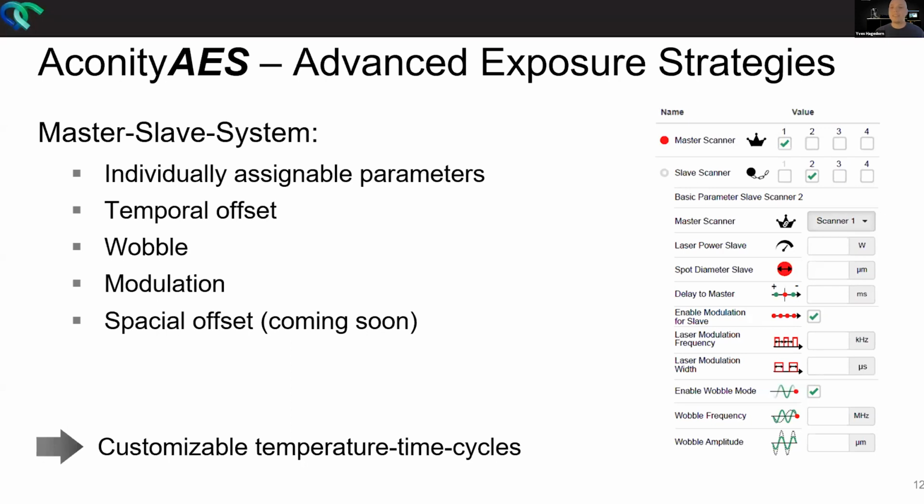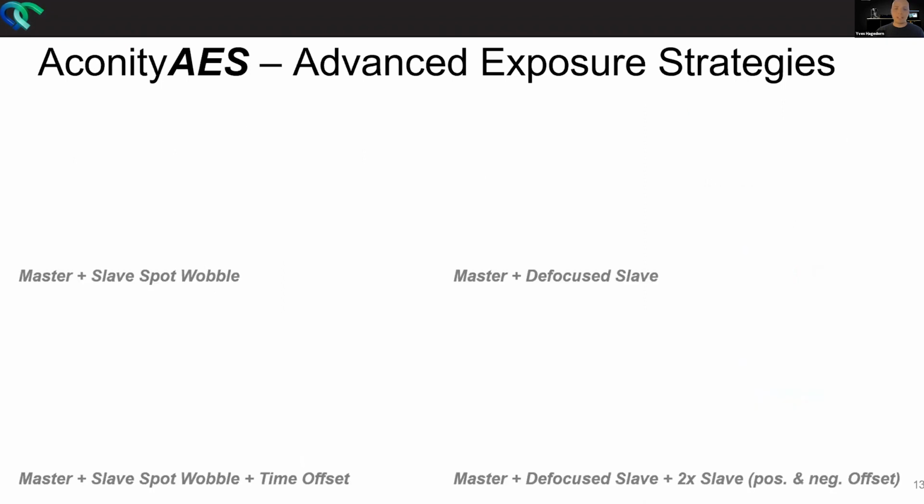However, since we have full overlap with our multi-laser system here in a 400mm build bed, we can actually provide something which is quite neat, called the AES. That's what we call it, the Advanced Exposure Strategy. That allows you, and that's a screenshot from our software, to have one master scanner and a bunch of slave scanners. And instead of choosing the scan speed of your slave scanner, you get to choose the delay to your master. And then you get to choose something different, like do I want to modulate my laser power? Do I want to wobble? And that opens up quite some interesting possibilities.